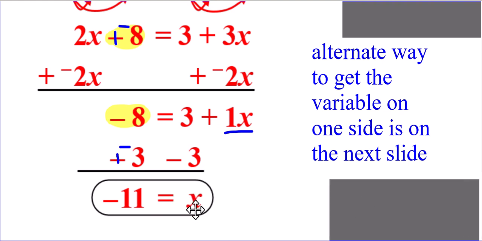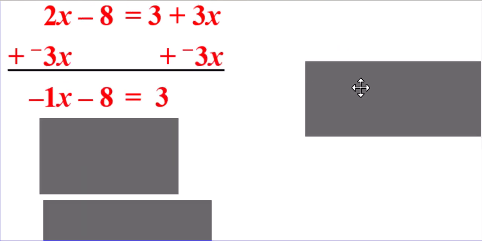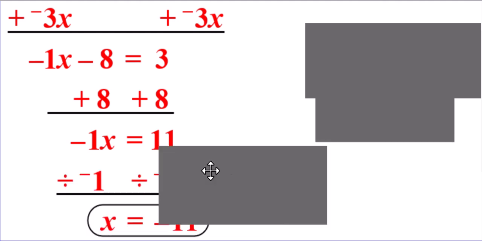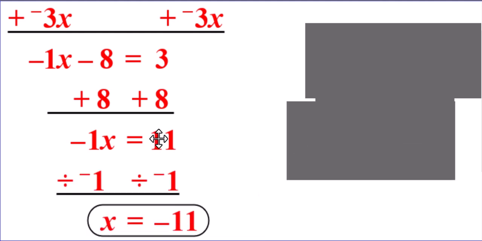You do not have to keep the 1 on it and divide by 1 on both sides. If you did divide by 1 on both sides, negative 11 divided by 1 is still negative 11. So really no need to do that. 1x is the same as x. All right, for those of you who did it the other way, you added by negative 3x on both sides, you're going to get negative 1x minus 8. You're going to have to add by 8 on both sides, giving you 11. You're going to have to divide by negative 1 on both sides, giving you negative 11.